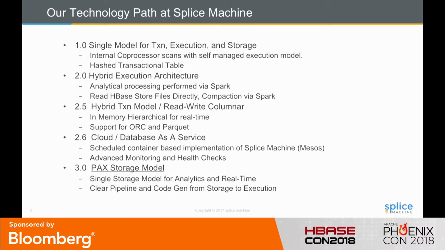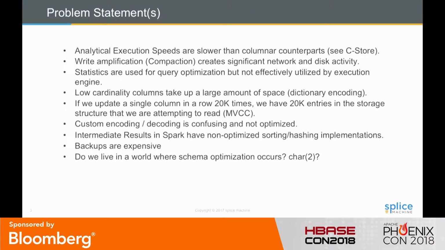So what are the problems I'm trying to solve? I usually try to say, what's the problem statement? Analytical execution speeds are slower than the columnar counterparts. So if you're running Parquet on Spark, it's faster than running against store files in HBase. And we've kind of accepted that as a community.